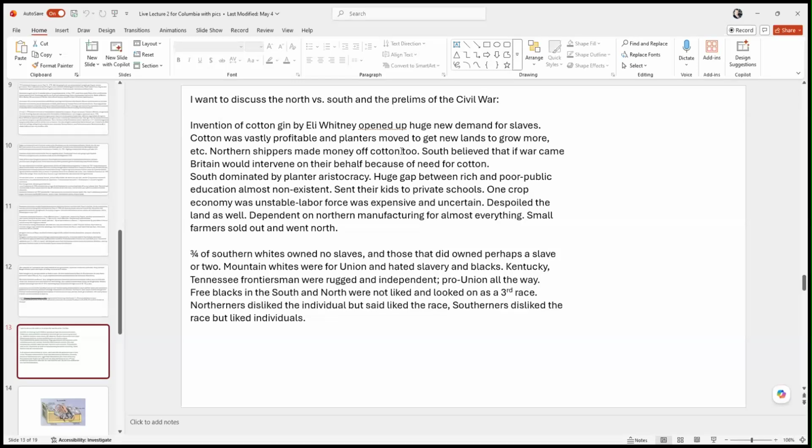And then, lo and behold, there was a new invention that was created. It was called the cotton gin. There was an inventor named Eli Whitney. He's credited with this invention. And basically, it was a very simple kind of filtration system that you could use to process cotton and purify it, get it so it was clean and available, and you could sell it.